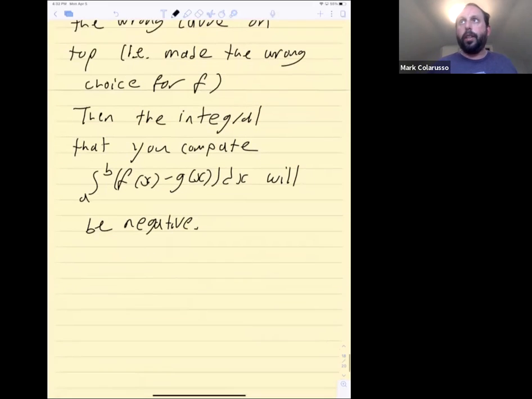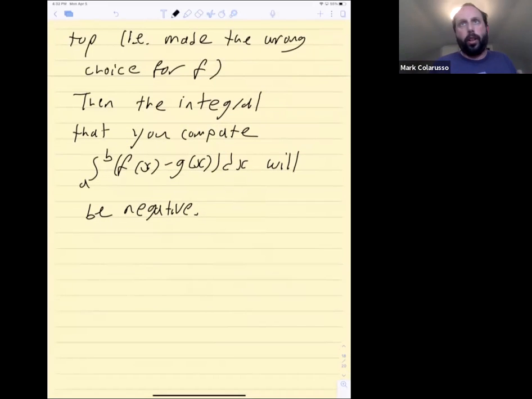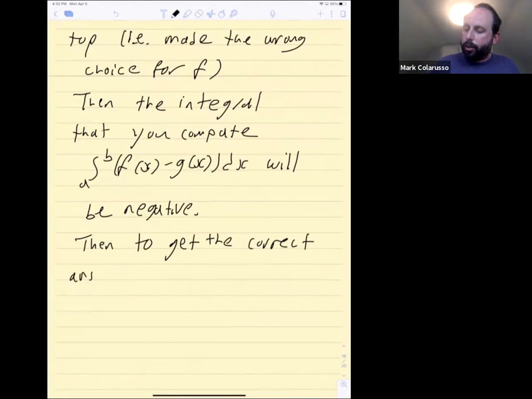So rather than go back and do everything all over again, if maybe you won't have time, you just make the answer positive, assuming you've done the integral correctly. If you've messed up the algebra of the integral, you have the wrong number. But if you did the integral correctly and you just messed up which curve was on top of the other, then all you have to do in the end is you'll get a negative number and you just make the number positive. To get the right answer, just drop the negative sign.